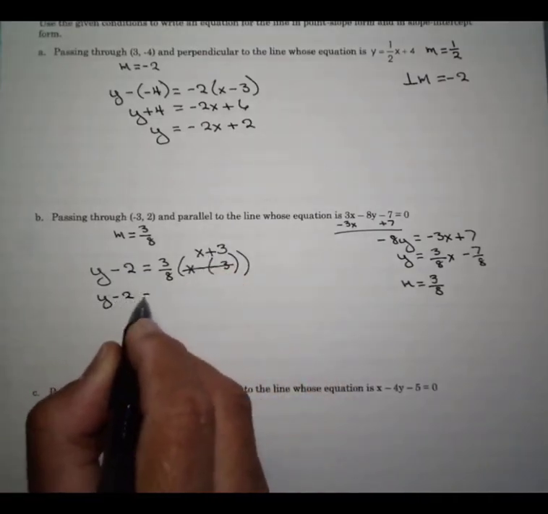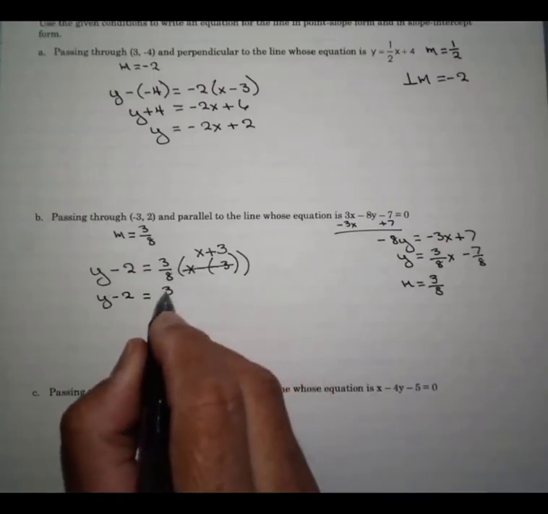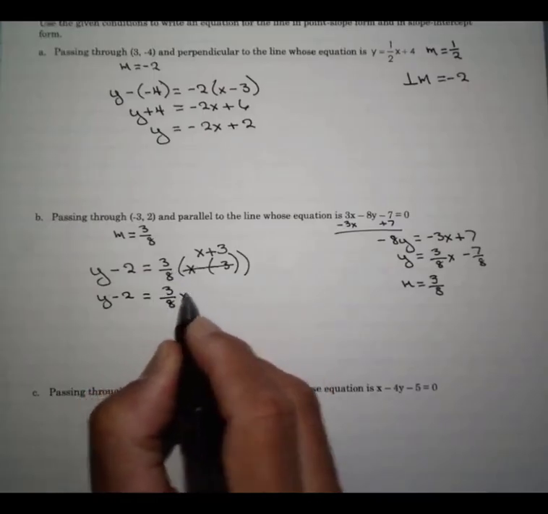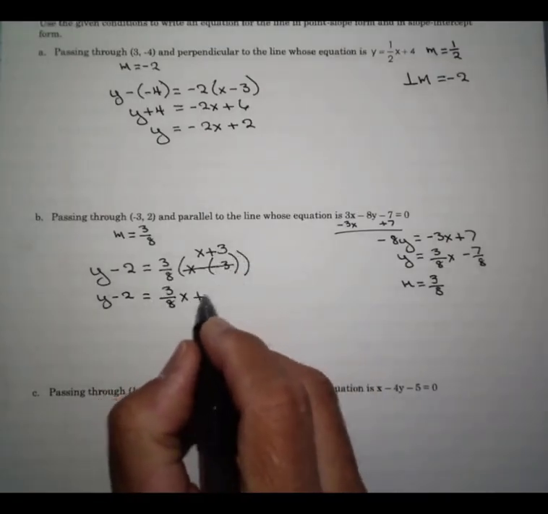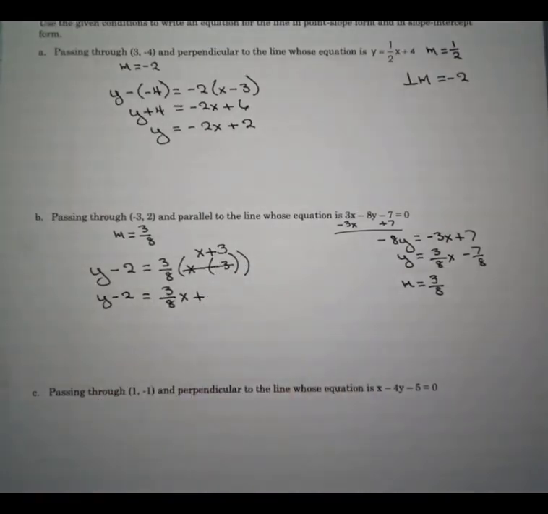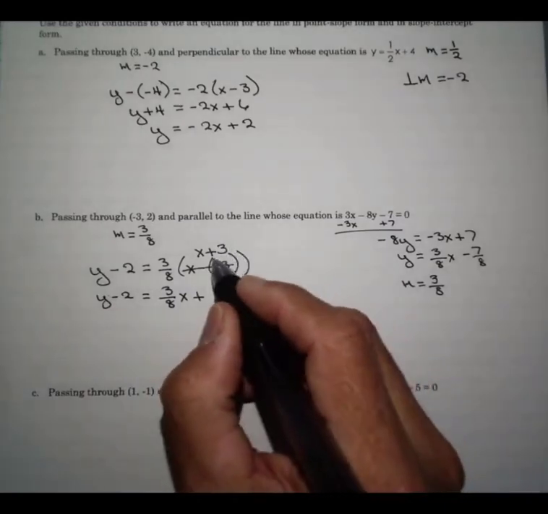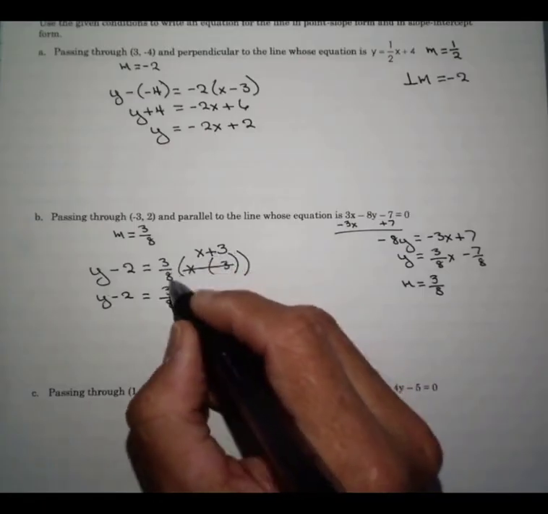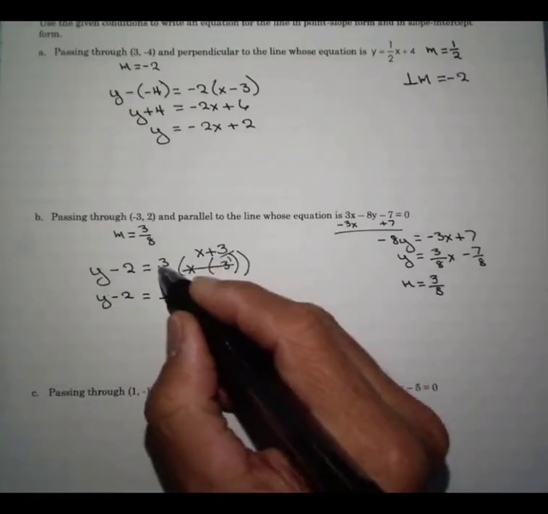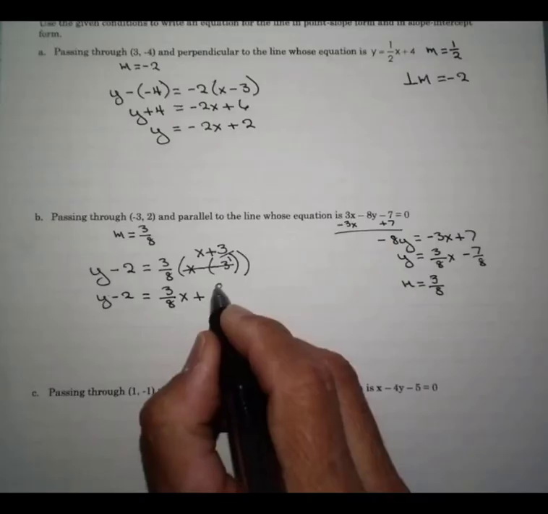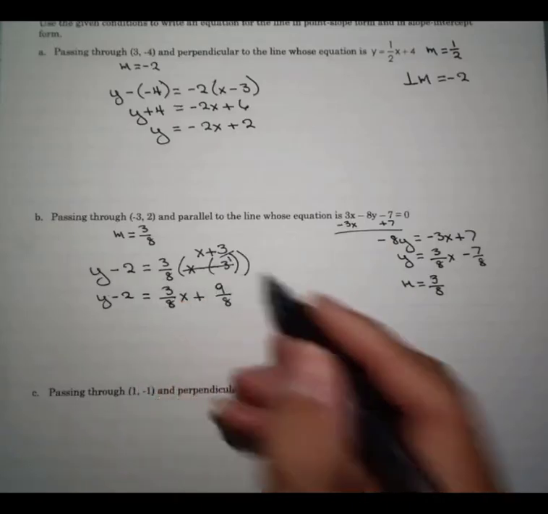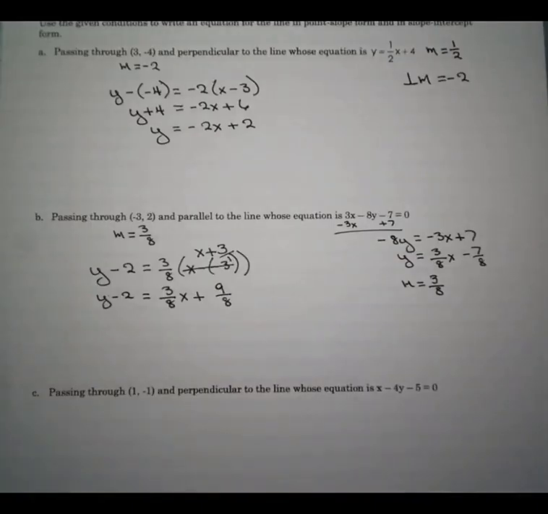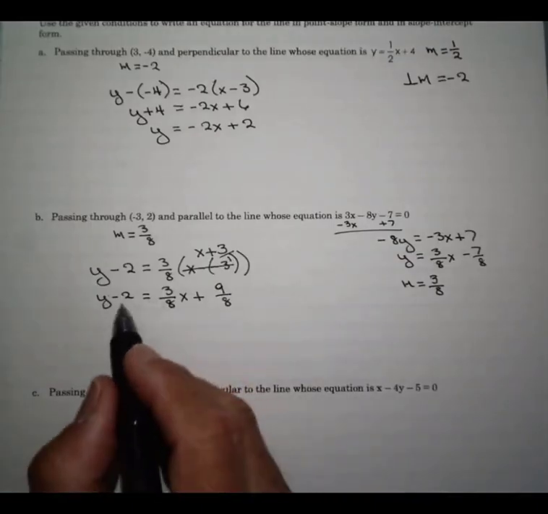Multiplication. I say 3/8 times x, and then I say 3 times 3 is going to give me... And if you're having trouble with fractions, this is really 3/8 times 3 over 1, isn't it? So I multiply 3 times 3, and I get 9. I multiply 8 times 1, and I have 8. So there's my y-intercept out there, or part of it anyway. I've still got to finish it up.